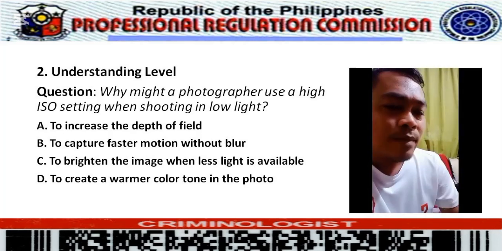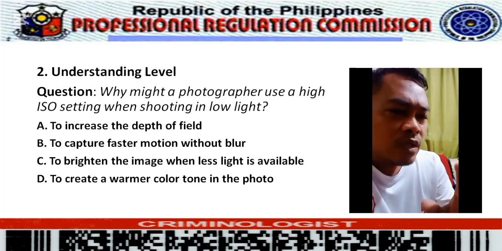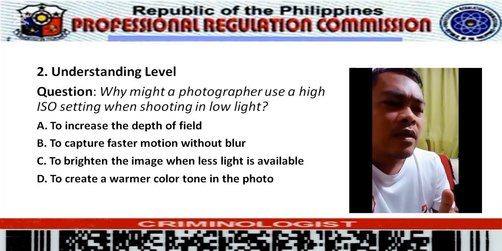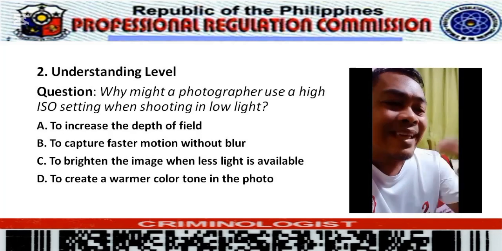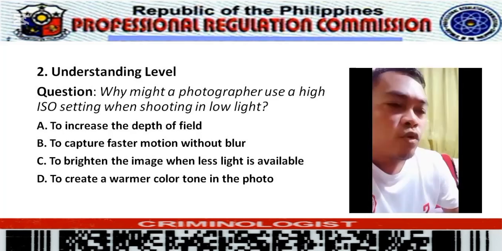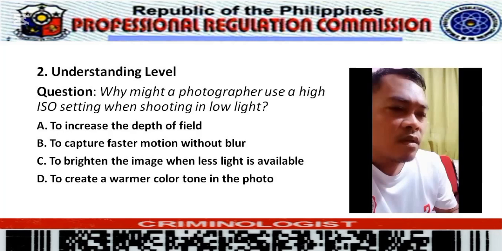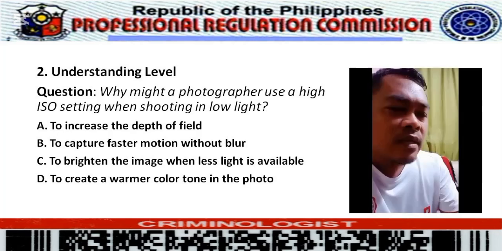Even though it is somewhat correct, it is correct only indirectly. Raising ISO doesn't directly capture motion, but supports using a faster shutter speed. So, meaning, the ISO only supports it, so it only supports using a faster shutter speed. That's why option letter B is still incorrect.